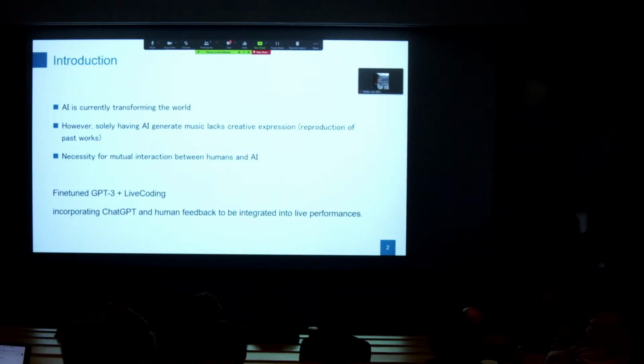AI is currently transforming the world, but on the other hand, simply having AI output music in its entirety is a reproduction of past works and makes creative expression difficult. For this reason, mutual interaction between human and AI is necessary. This study examines the combination of the GPT series, which is currently the most commonly used AI, and live coding performances that describe musical performances in text.